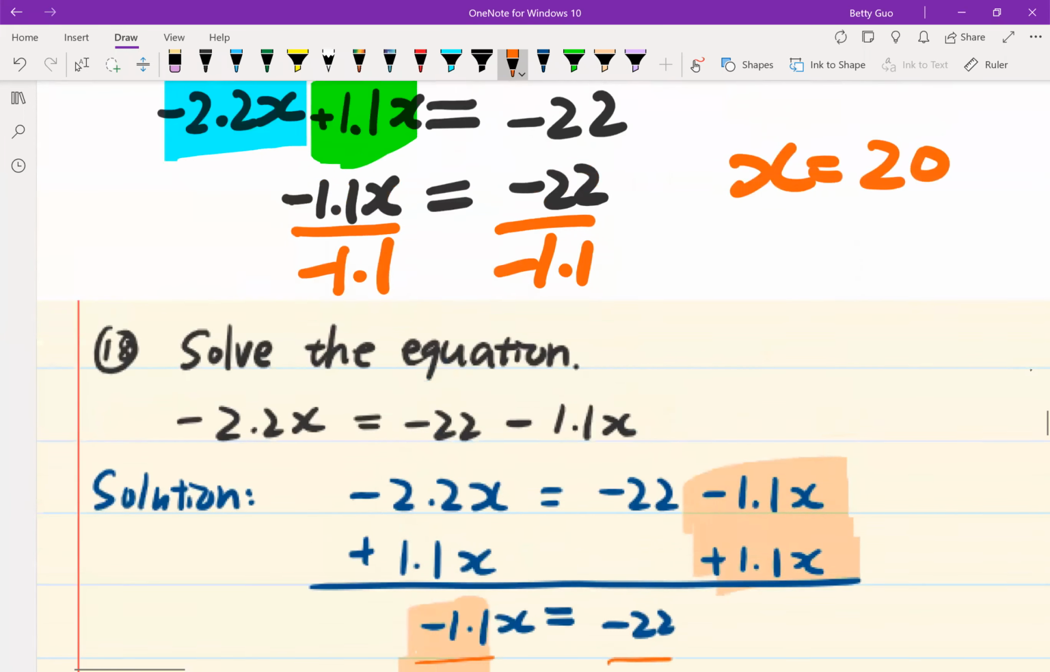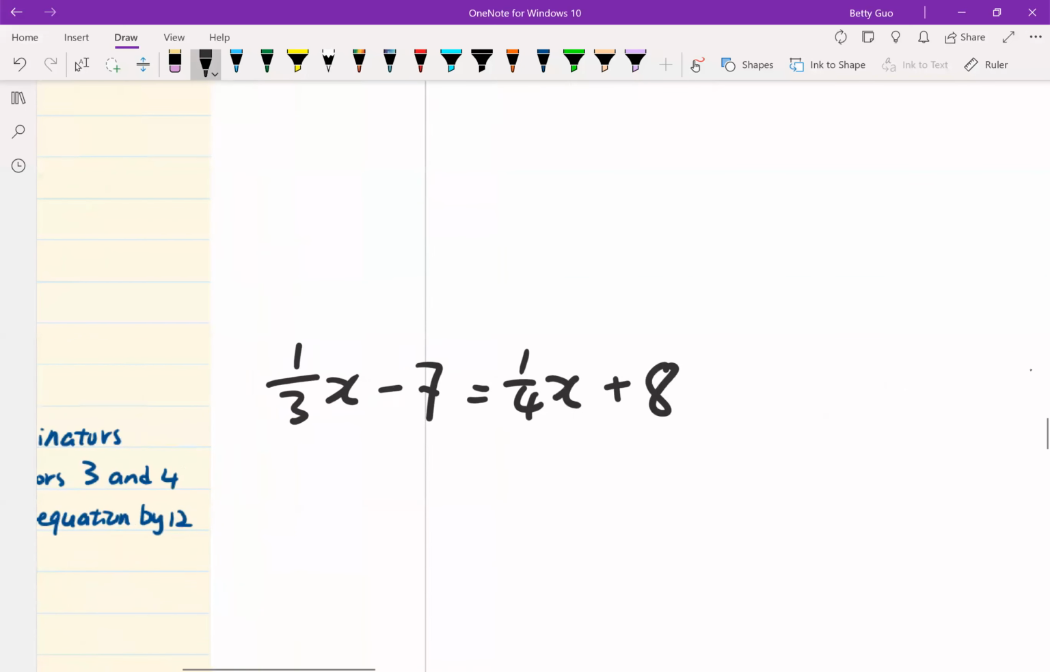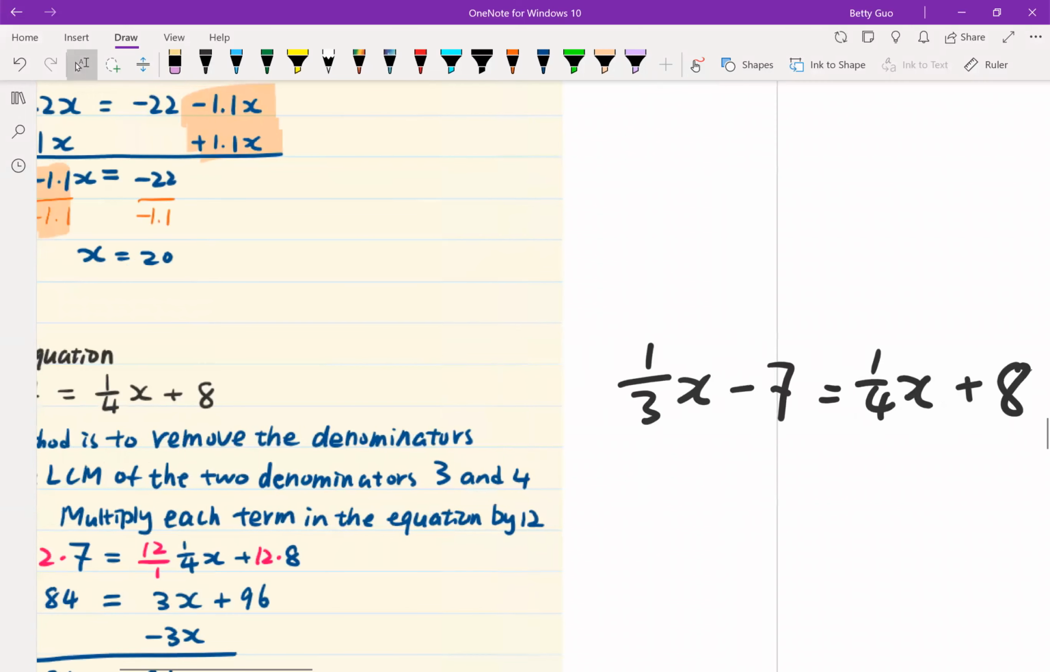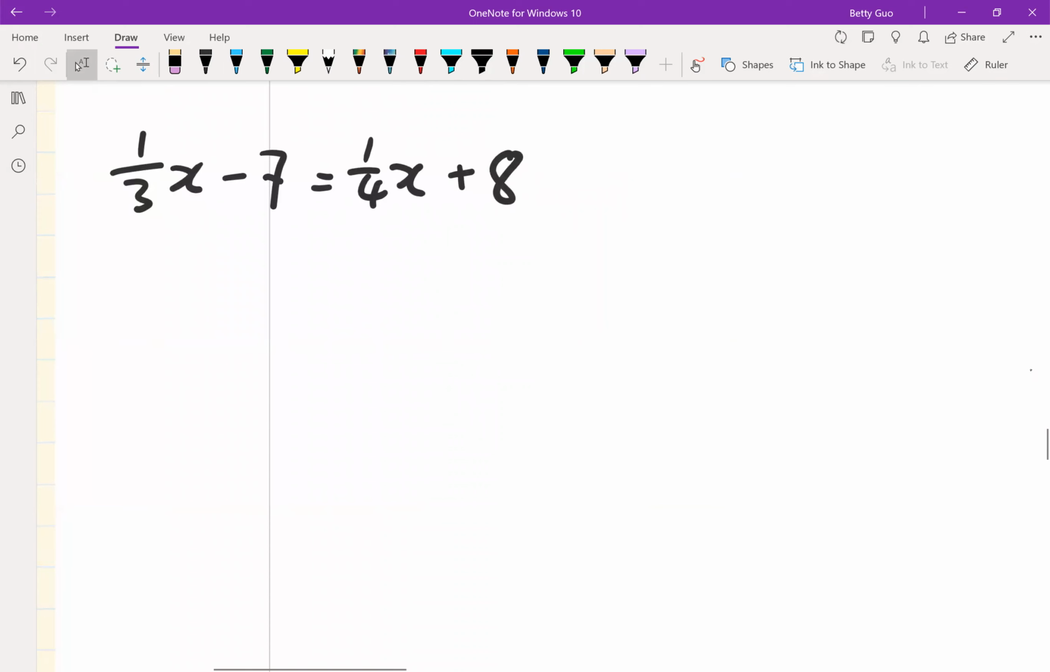Okay. Number 19 is to solve the equation with fractions. Yeah, this might be challenging. Let me copy this right here. 1 over 3x minus 7 equals 1 over 4x plus 8. Yeah, I would give you a little time. You work on it on your own first, and then we look at it together, okay?